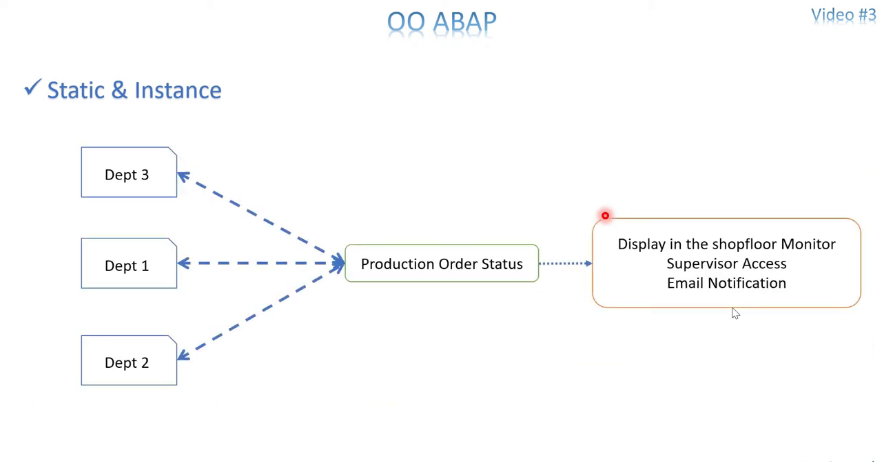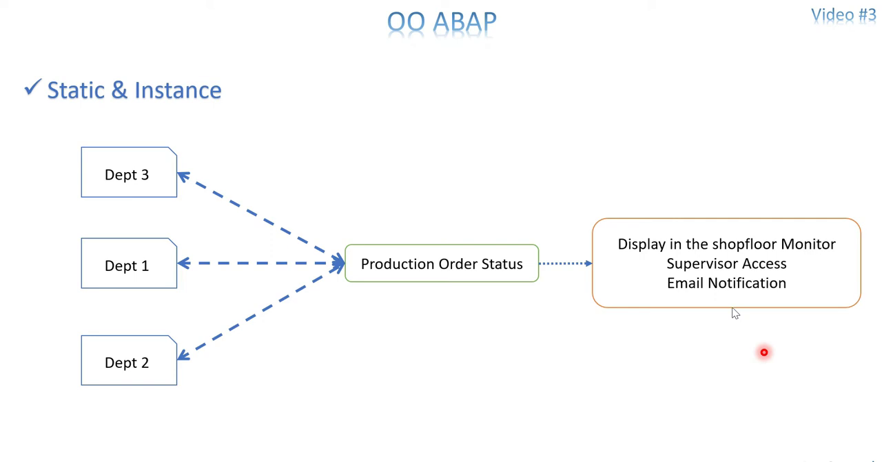One example which I'm going to explain over here is production order status. So my requirement is there is a production order. It's going to be monitored by some people or displayed on a shop floor monitor, and the supervisor wants to know the status of this production order, and some email notification is to be triggered based on a status. Okay, so these are the requirements, and this order status can be updated from different departments. So department 1, department 2, or different other departments.